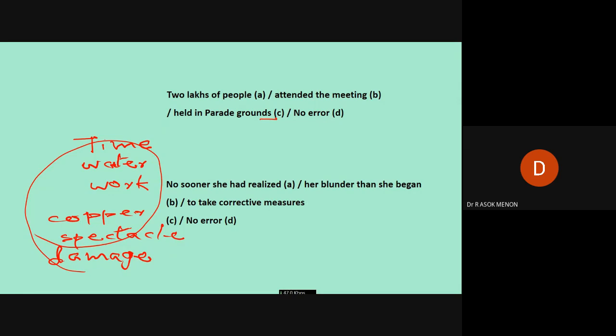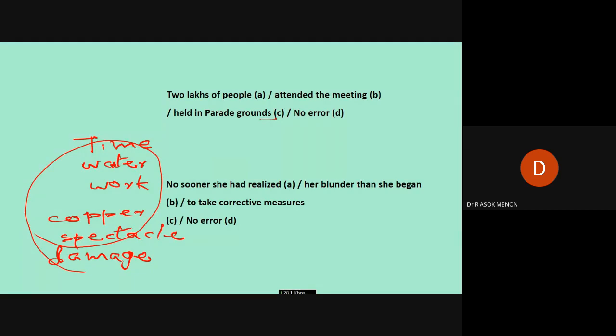Okay, then damage. What does damage mean? Maybe collapse or impairment. Okay, that's right. But what does damages mean? Anybody knows? Damages means compensation. Compensation.